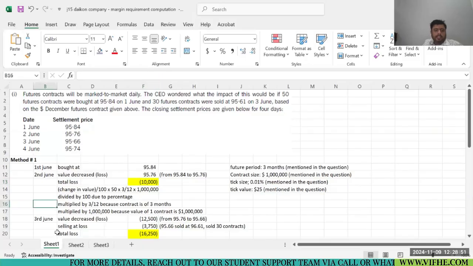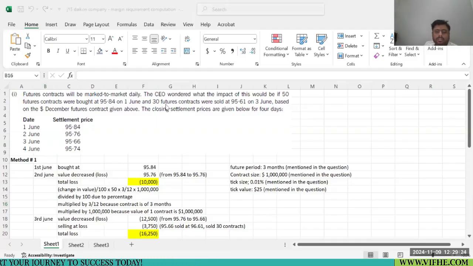Then what is happening on 3rd June? On 3rd June, the prices are decreasing to 95.66. They are further decreasing downwards. So there is a loss from 95.76 to 95.66. One loss is this, the decrease in the value, and there is one more loss. What is one more loss? On 3rd June, you are also selling 30 future contracts at 95.61. So you are making two losses.